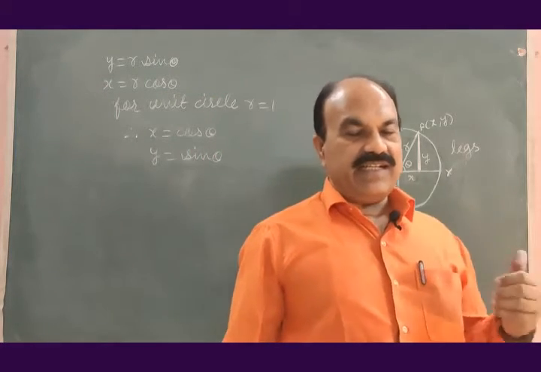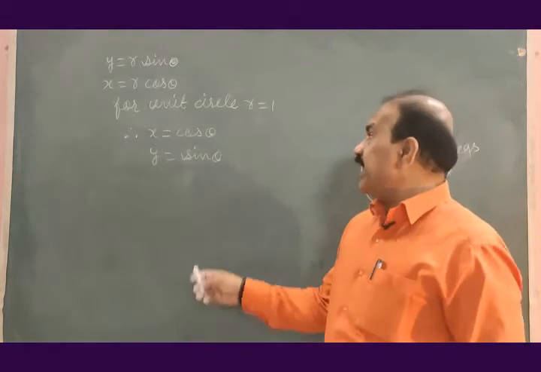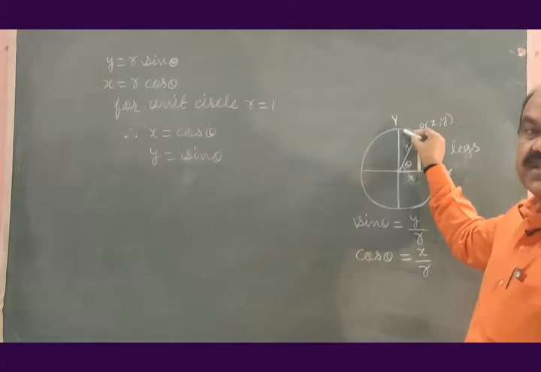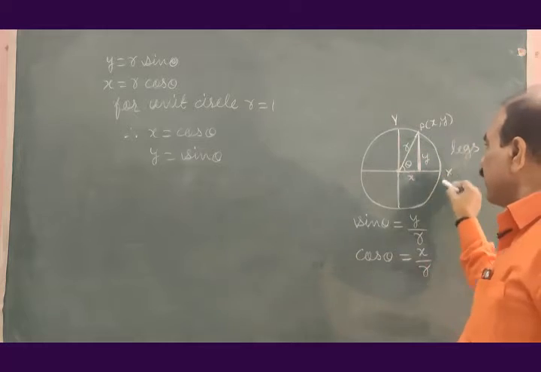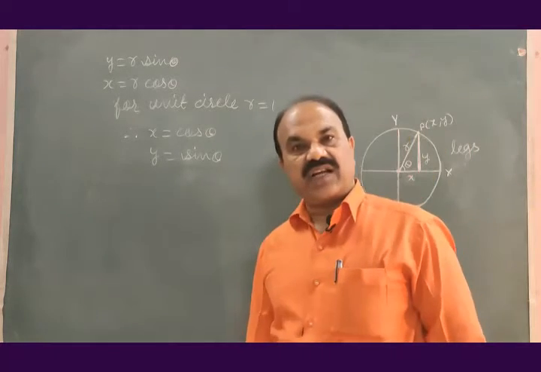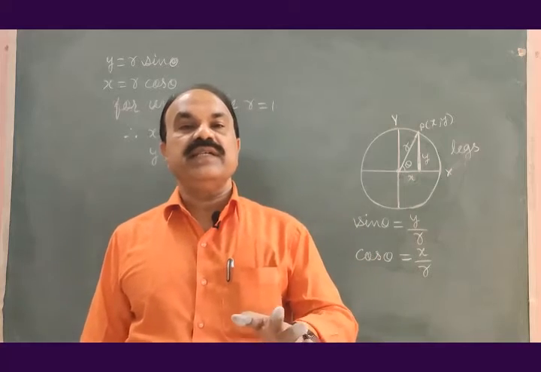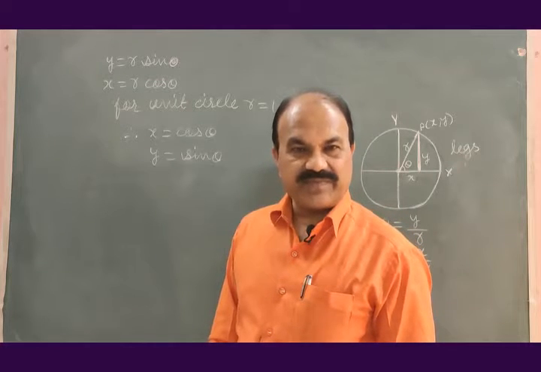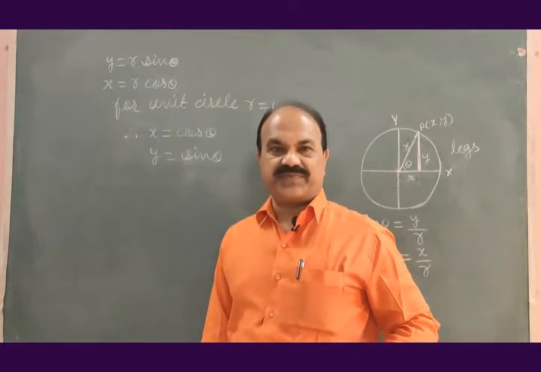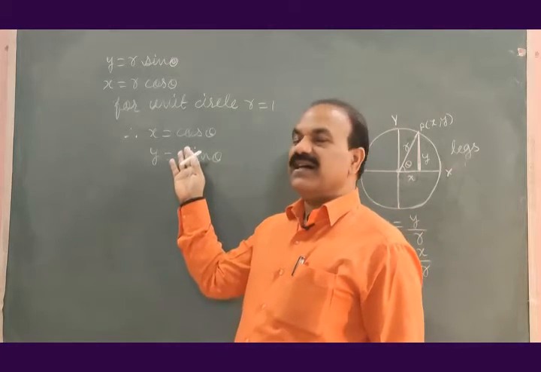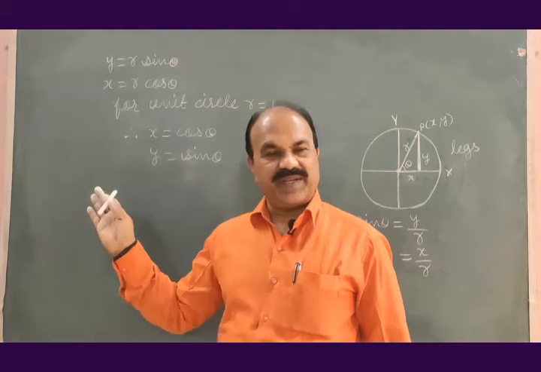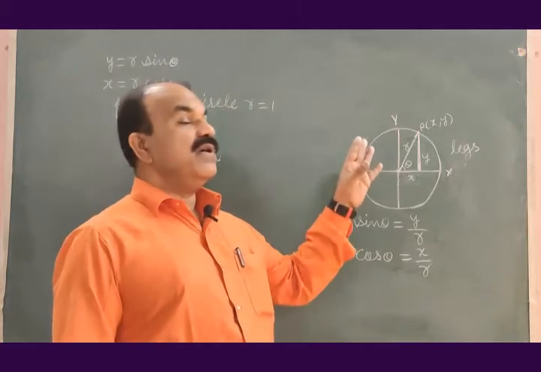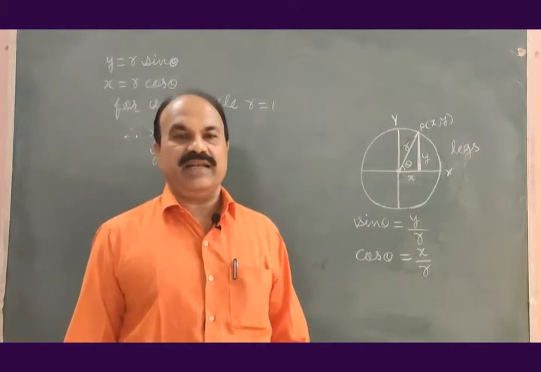What is the meaning of this? It means that the rectangular coordinates of any point on the unit circle can be found simply by using the trigonometric functions, that is using sin theta and cos theta. We can express the rectangular coordinates x and y of any point on a unit circle.